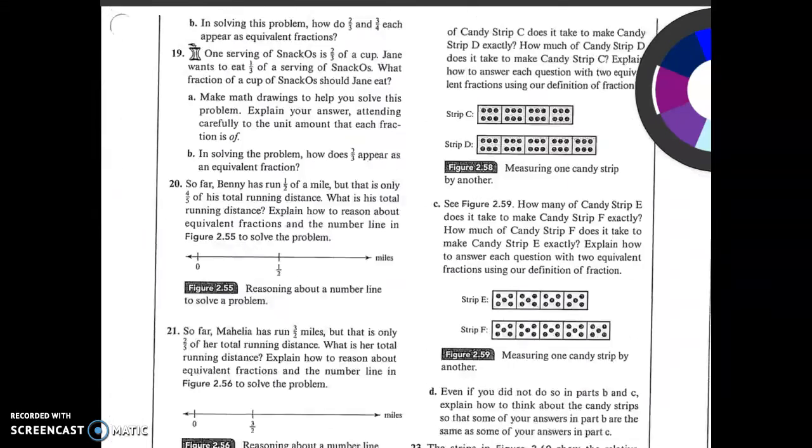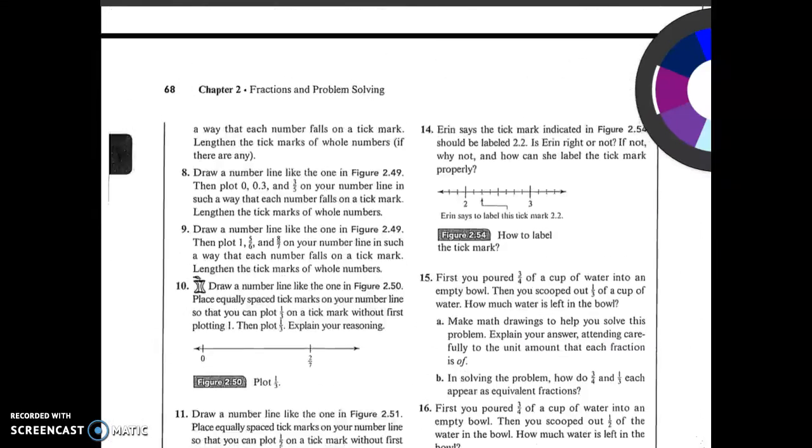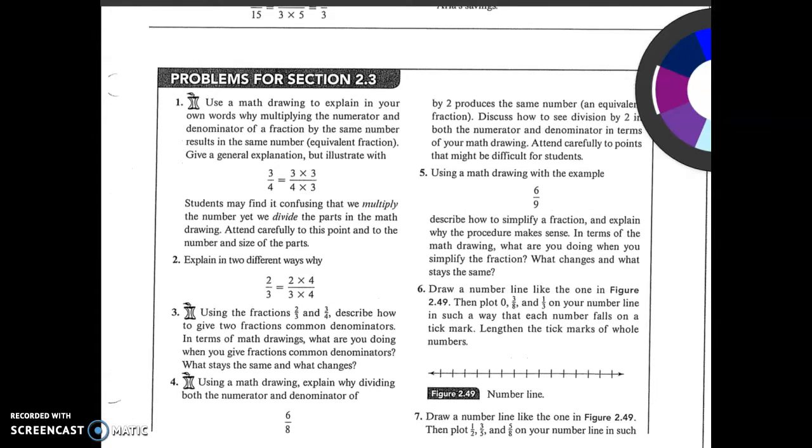In number 1, we are being asked to use a math drawing to explain why multiplying the numerator and the denominator of a fraction by the same number results in the same number. So we're looking at the idea of equivalent fractions here, and then you have to give a general explanation and illustrate it. So we're looking at 3/4, and that's equal to 3 times 3 over 4 times 3.